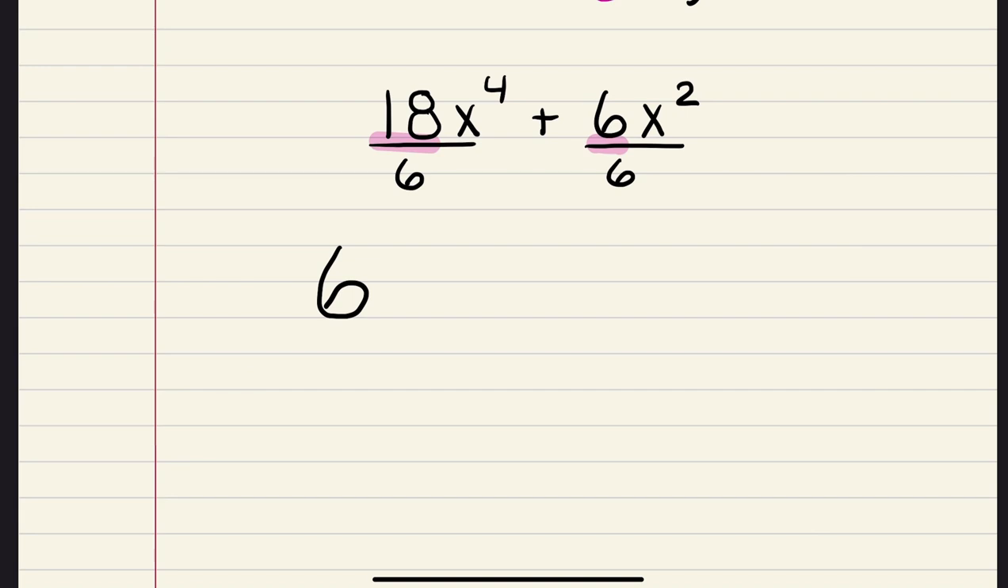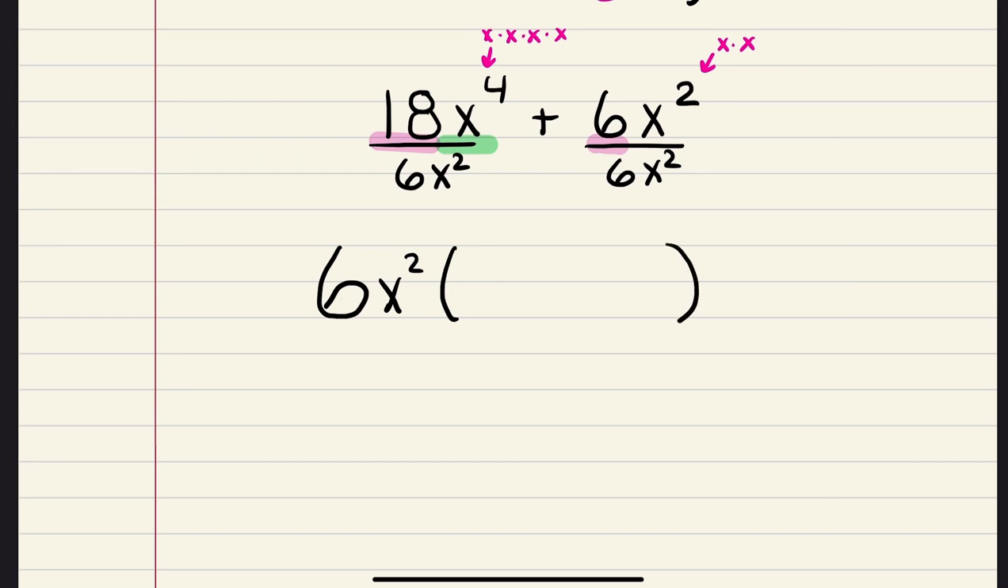Now I'm going to take a look at my x terms. Here I have x to the 4th, which means I have x times x times x times x. And over here I have x squared, which means I have x times x. So if I wanted to say to myself, well, what is the most I can pull out from both terms and still be fair, the answer is 2. I can pull out 2 of those x's, so that would be x squared, the product of 2 of them. Now I'm going to pull out that x squared over here.